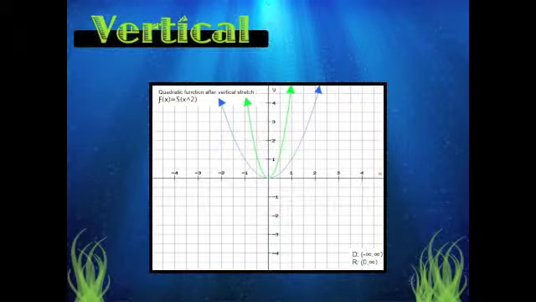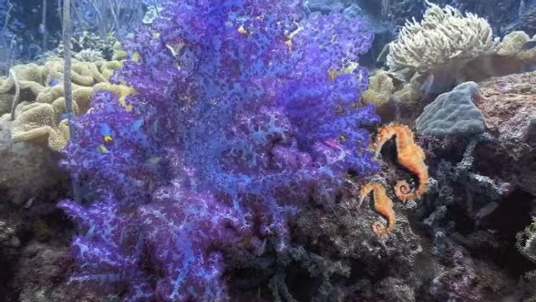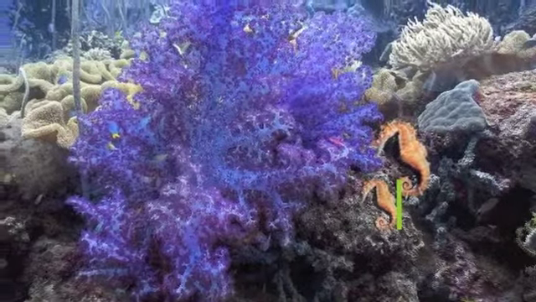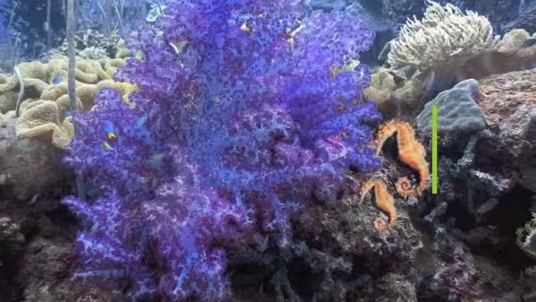Swimming along to vertical stretches. This is when a graph gets taller. To make a graph have a vertical stretch, multiply the function by a number greater than 1. Alright, so we have little Sheldon and Bob, the seahorses in Finding Nemo. The baby seahorse may be short now, but it'll grow up to be as tall as its dad.